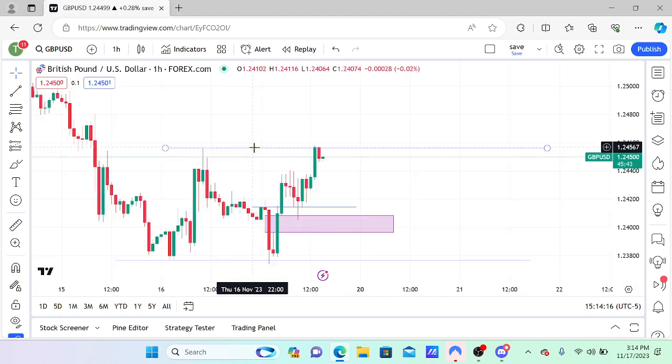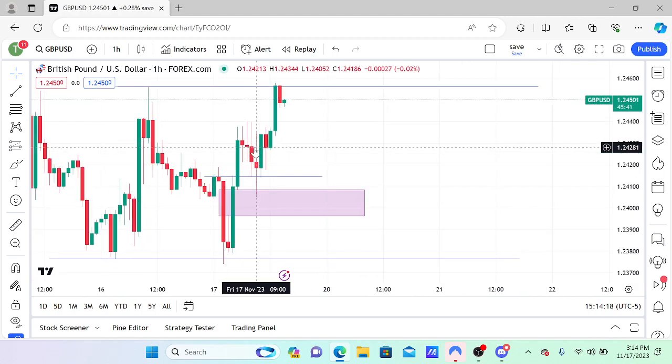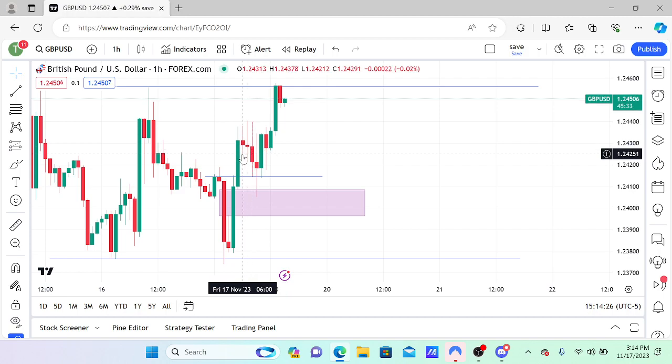So yep, that was the play. Really clean. Now, was it perfect? It wasn't perfect. One thing, and I made this very clear, one thing I wasn't a huge fan of on this was the fact that this is basically relative equal lows. It swept it, no doubt about it. You can see it move below it, but it was a very light sweep.